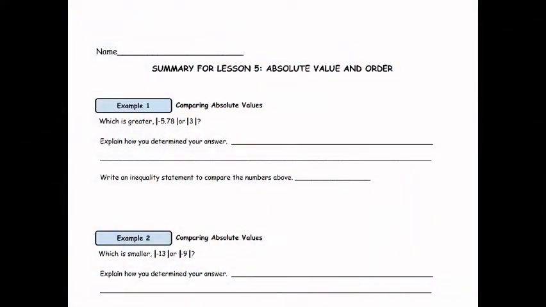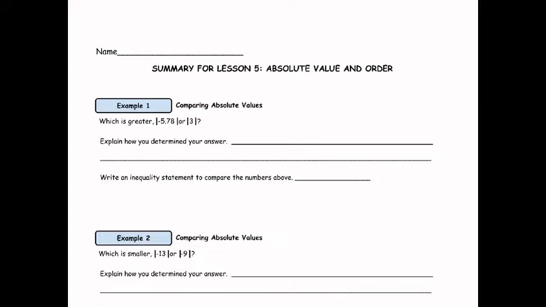This is the summary for Lesson 5, Absolute Value and Order. In example 1, we'll be comparing absolute values. Which is greater, the absolute value of negative 5 and 78/100ths or the absolute value of 3?